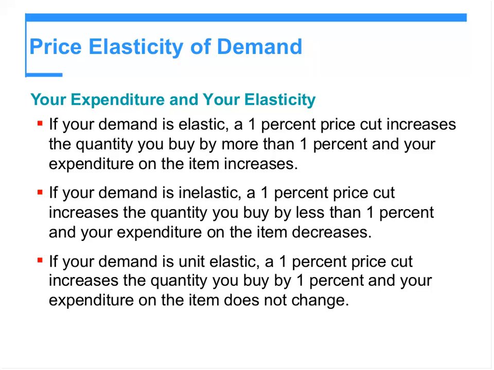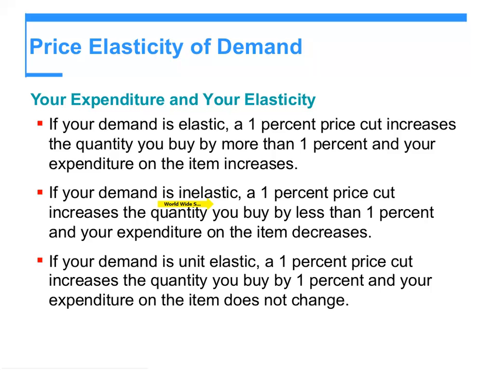If your demand is inelastic, a 1% price cut increases the quantity you buy by less than 1%, and your expenditure on the item decreases. So if you see the demand is inelastic, the change in the price doesn't really influence the demand. So if a 1% price cut happens, your quantity increases by less than one percent. So that causes you to have less expenditure. Very simple. This is another way of saying what you just explained from the total revenue perspective.